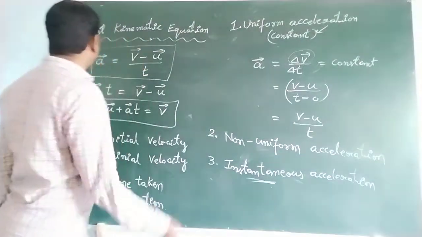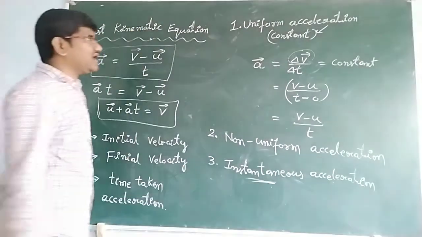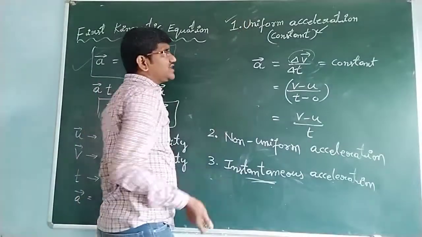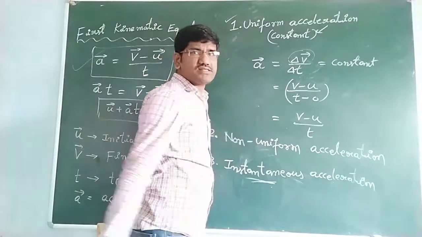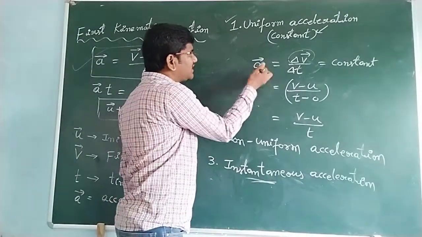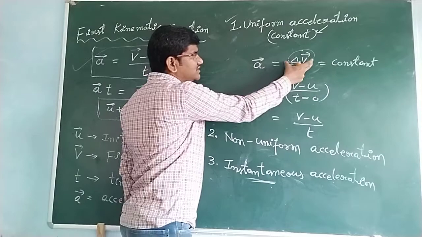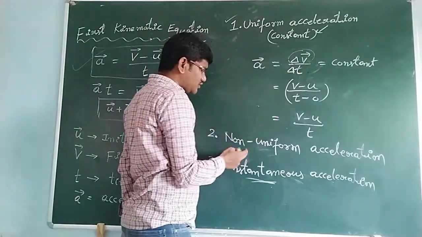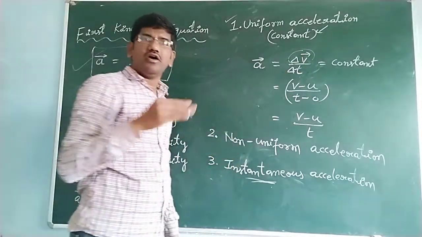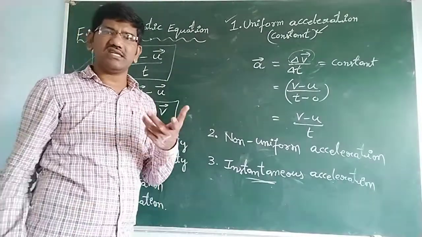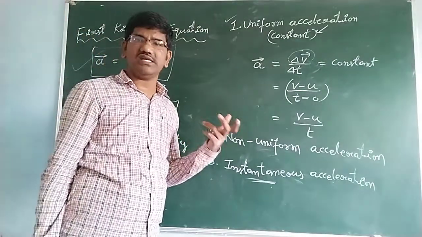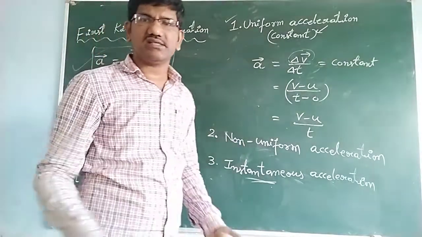You just concentrate on this equation and remember uniform acceleration. It is also called constant acceleration. Whenever acceleration A is not constant, whenever this ratio is not constant, it is called non-uniform acceleration or variable acceleration. At that instant, if you find the acceleration at any time, it is called instantaneous acceleration.